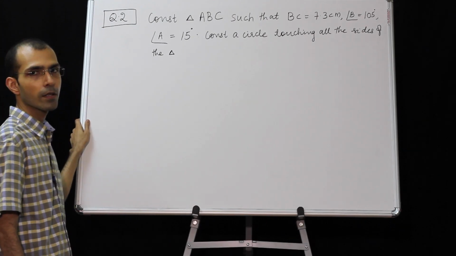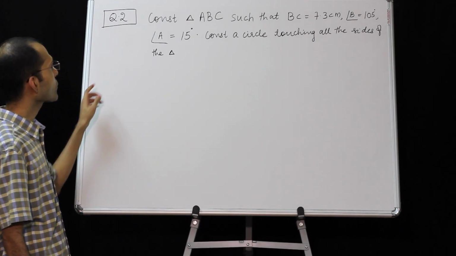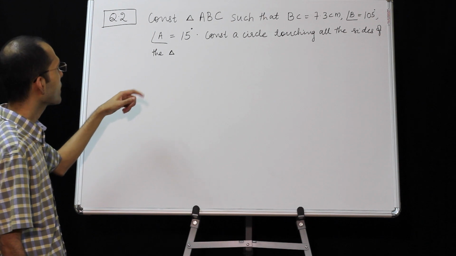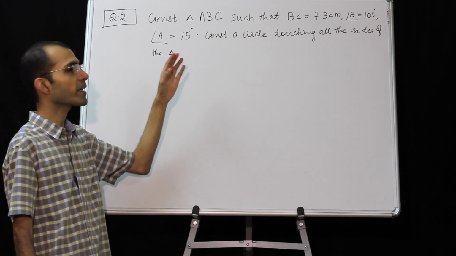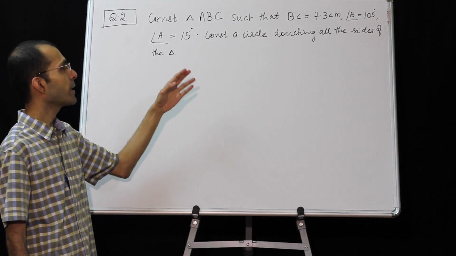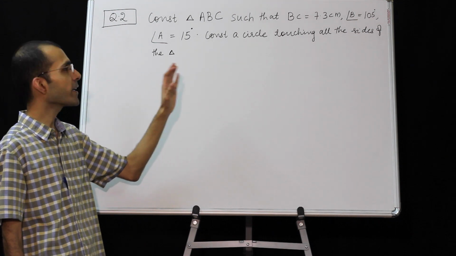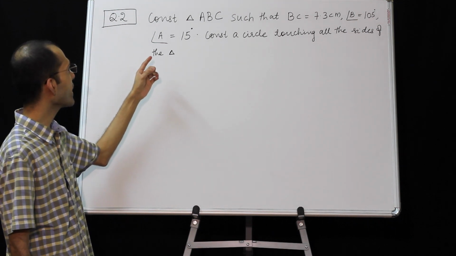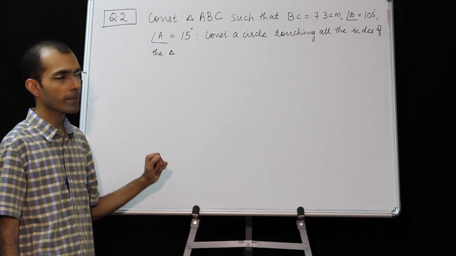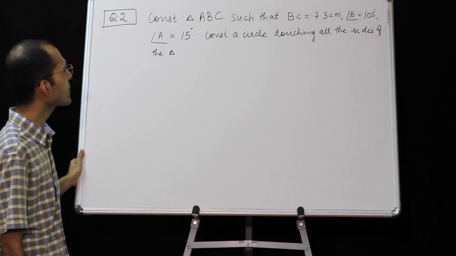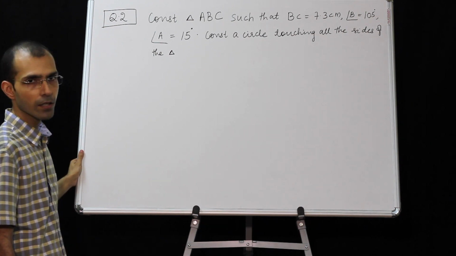Question 2. Construct a triangle ABC such that BC is 7.3 centimeter, angle B is 105 degrees and angle A is 15 degrees. Construct a circle touching all the sides of the triangle.